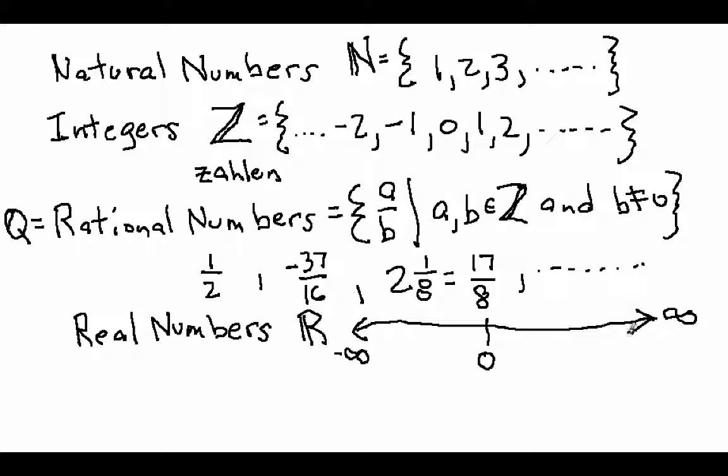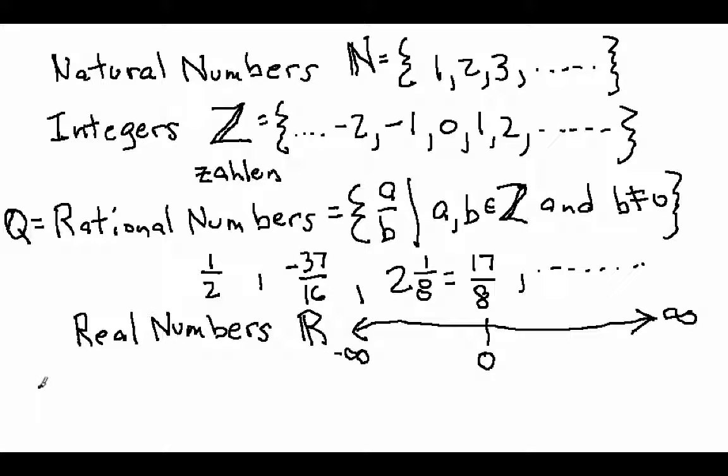So there are a couple of things to notice here. First of all, notice that all natural numbers are integers. Notice that all integers are rational numbers, and notice that all rational numbers are real numbers. So one of the questions you might be asking: are there any real numbers that aren't rational numbers? In other words, are there any points on this line that can't be expressed as an integer divided by another integer? And the answer is yes, there are quite a few of them.